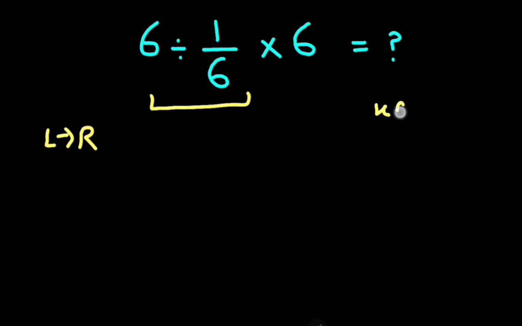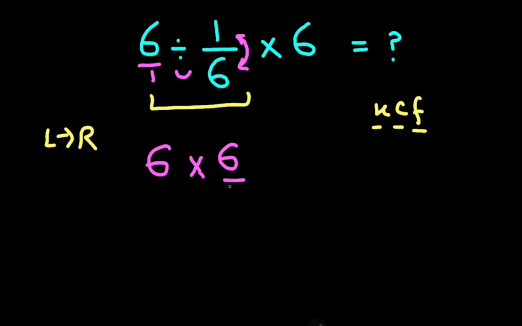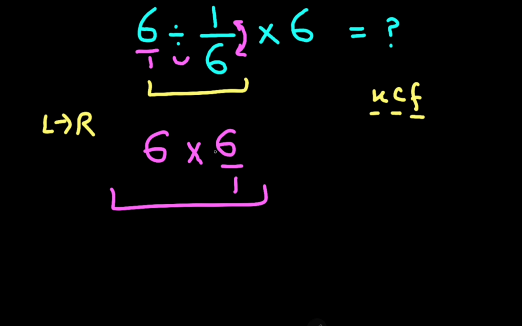According to the KCF, that is, keep first fraction, change division to multiplication, and flip the next fraction. So, keep first fraction, 6 over 1, change division to multiplication, and flip the next fraction, 1 over 6, 6 over 1. Now, we have 6 times 6. So, this section is equal to 36.